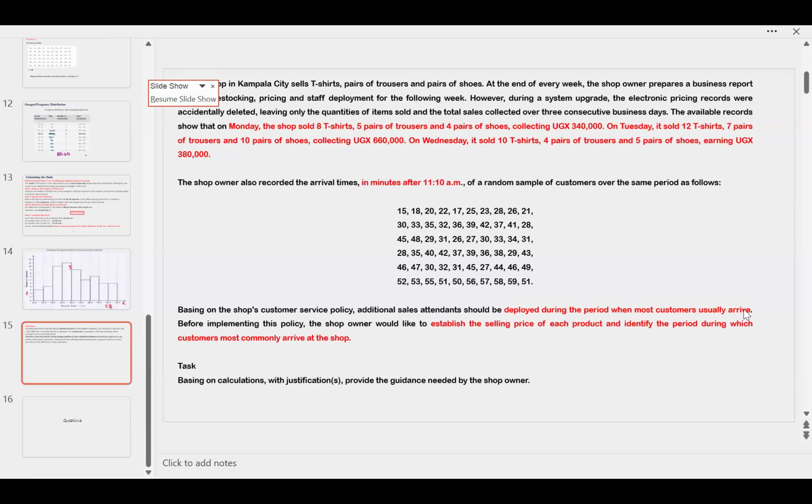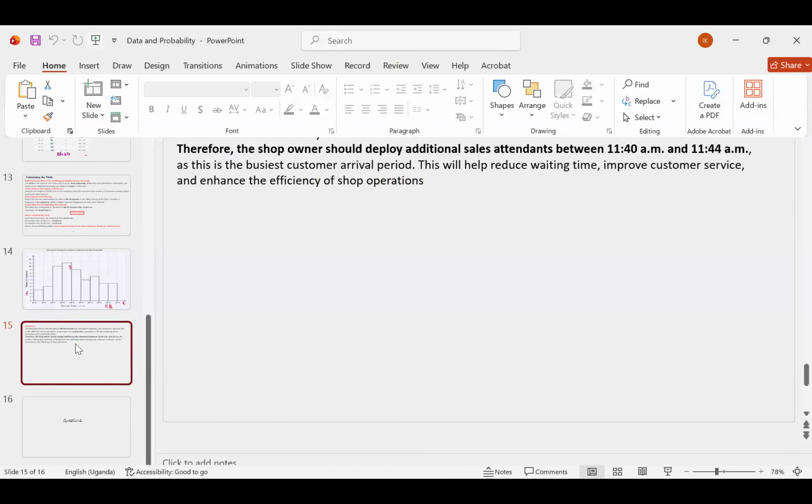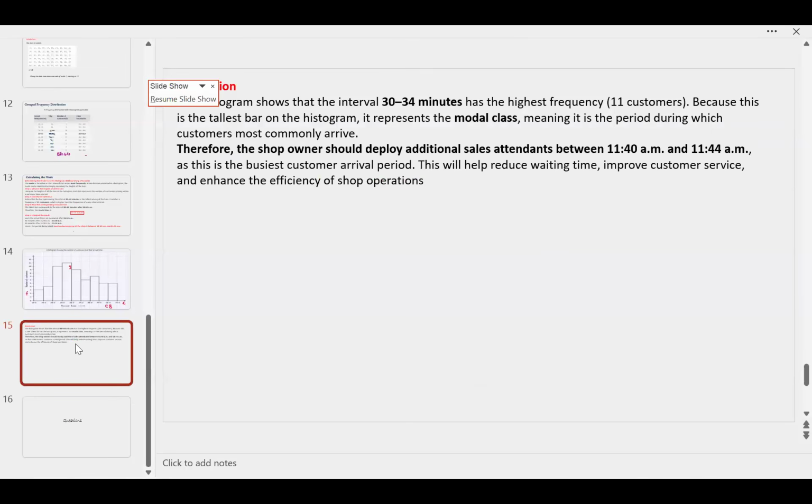Okay. I believe you can all see my screen. So that's the expected conclusion. Let me just make it more clear. Sorry.